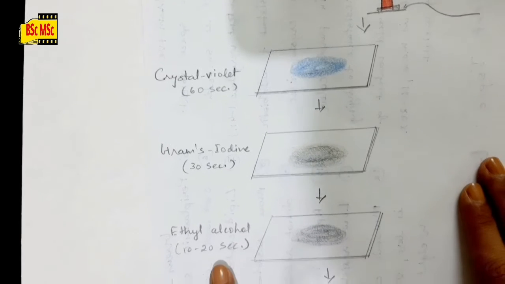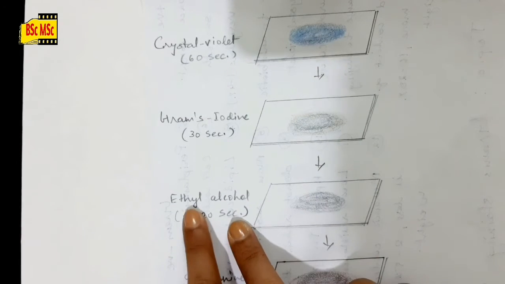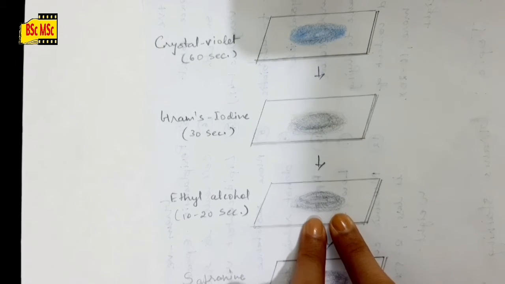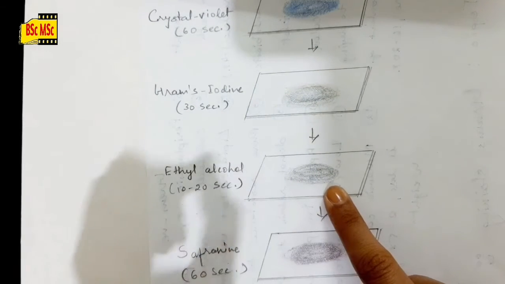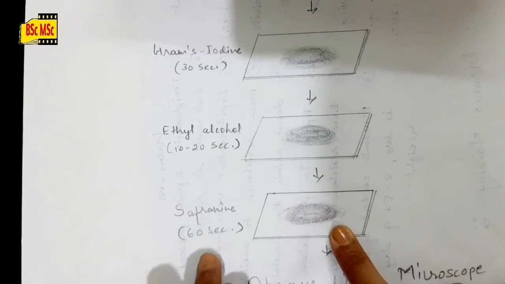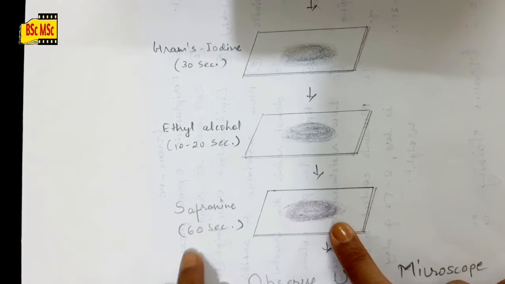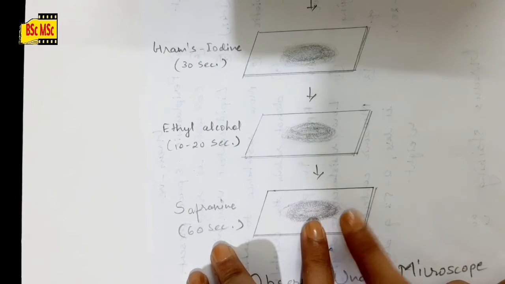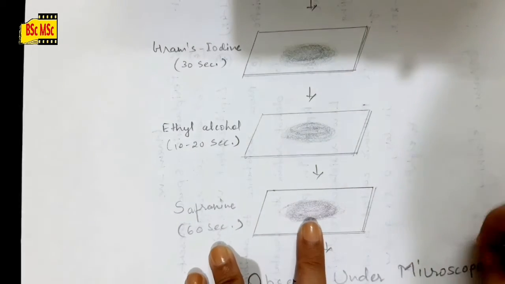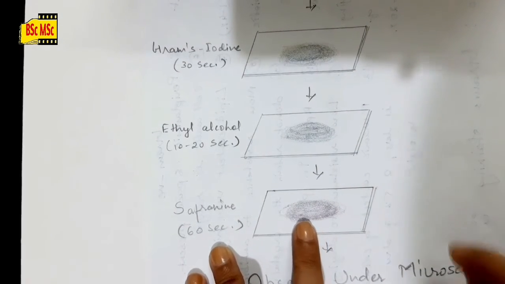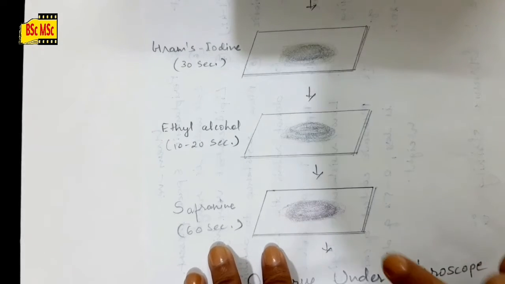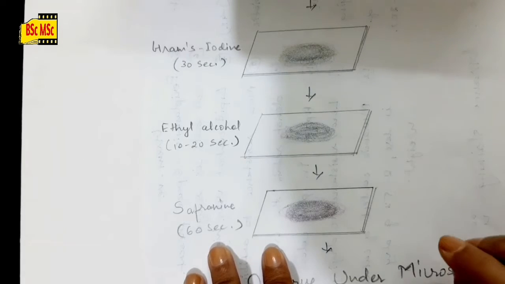That's all. Then you need to add ethyl alcohol drop by drop for 10 to 20 seconds. Then add the next stain, which is safranin, and let it be for 60 seconds. Then wash the excess stain with distilled water drop by drop. Then air dry the slide. Always dry the slide naturally.